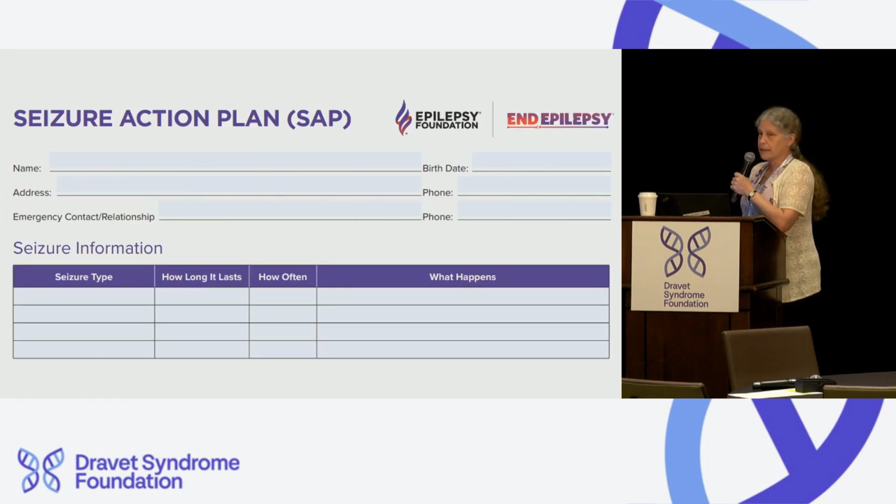So here is just some screenshots from what a typical seizure action plan should look like. So first of all, you need your demographic information, your child's name, the emergency contact, and then you need a little bit of information on what those seizures look like. So if it's not you there, somebody else is watching your child, they'll be able to recognize that that child is having a seizure and what type of seizure it is.